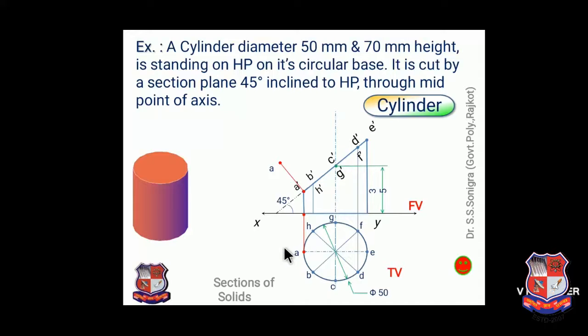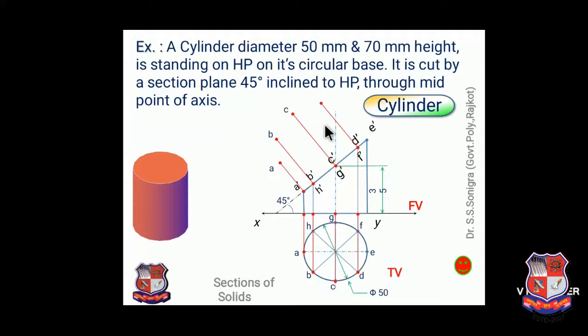Similarly, what should we do to locate point B? Yes, from point B dash, draw a line that is perpendicular to the X dash Y dash line or this cutting plane line. Measure the distance between the XY line and point B, and take B dash as a center and draw an arc. This is point B. Similarly, for point C, draw a line from point C dash, measure the distance of point C from the XY line, and cut the arc over here. This is point C.